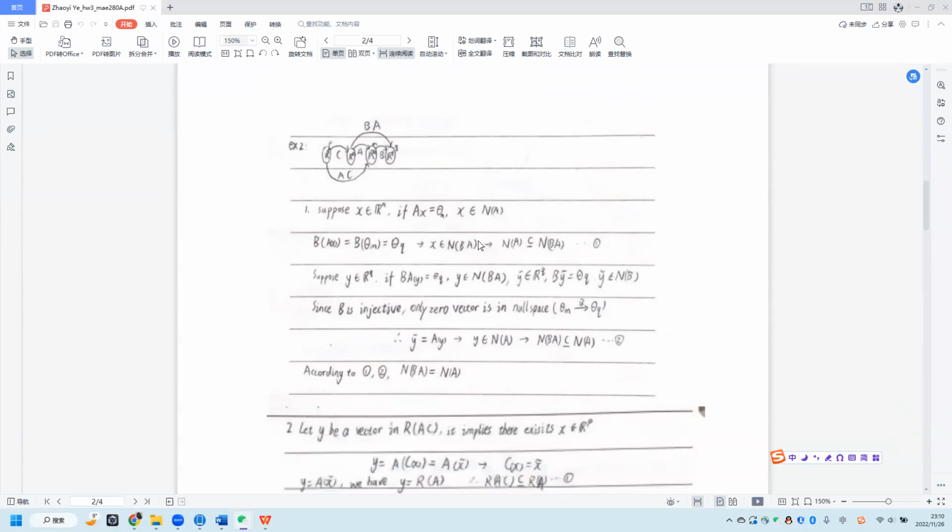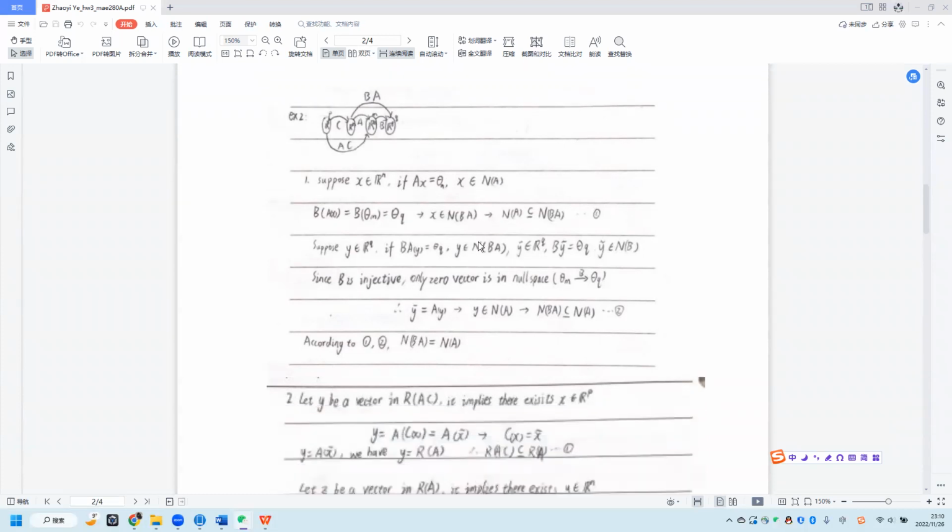The first one asks about the null space of BA being equal to the null space of A. To think about this question, we can consider the equation in both directions. We show that the null space of A is a subspace of the null space of BA, and the null space of BA is a subspace of the null space of A, which finally proves they are equal. First we prove that the null space of A is a subspace of the null space of BA.